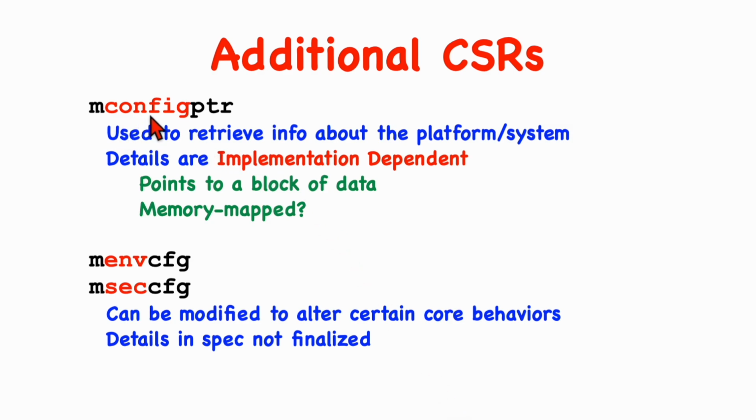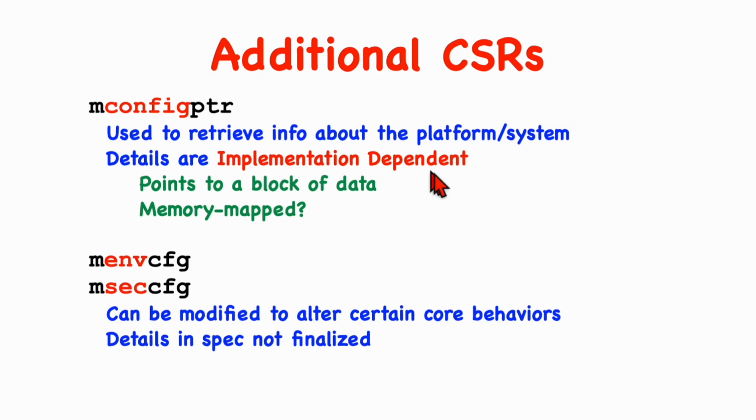The machine mode configuration pointer register is used to retrieve information about the current system. This register will presumably contain a physical address which might point to some special memory mapped hardware or perhaps some read-only memory. The details are implementation dependent.